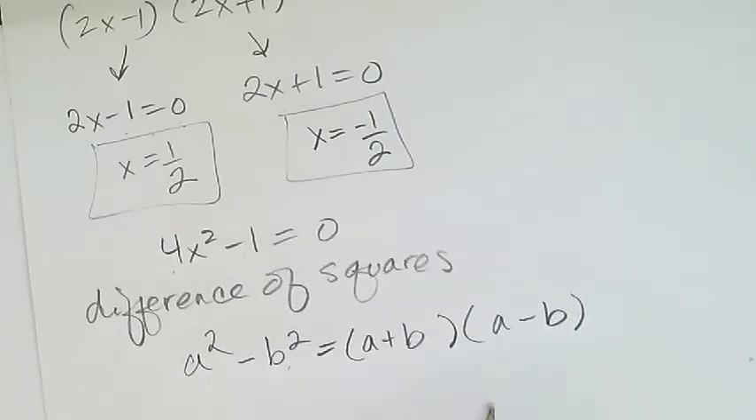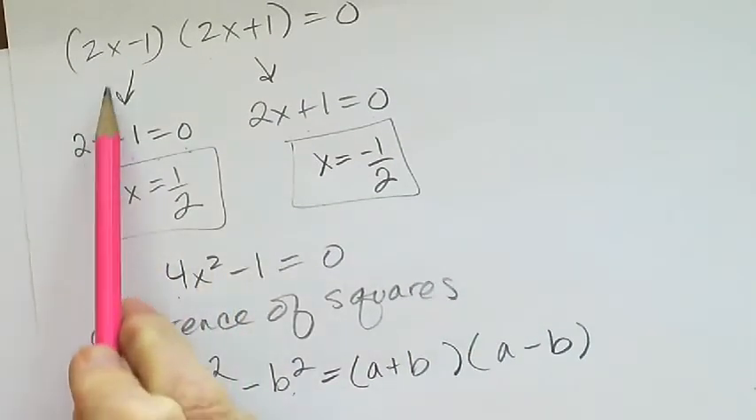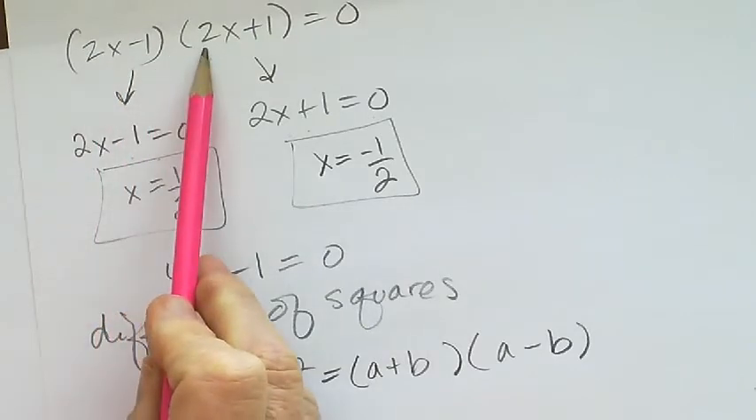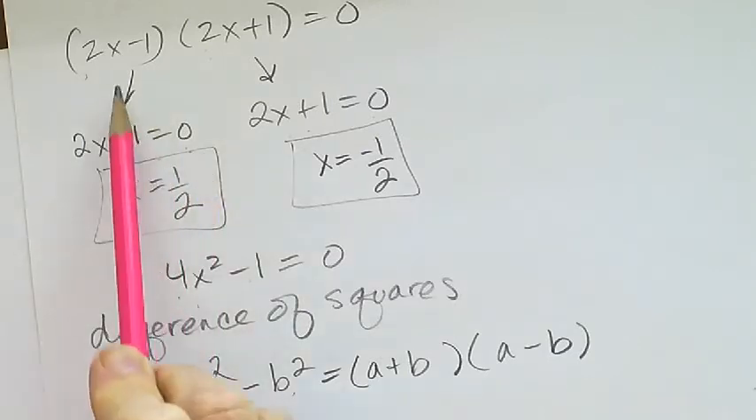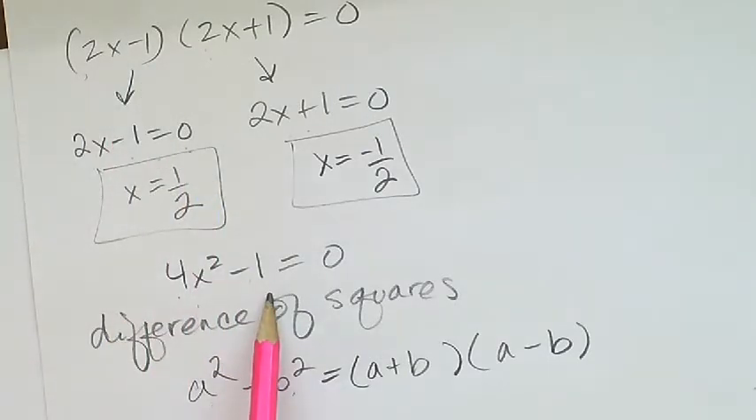And isn't that what we got right here? We got 2x minus 1 times 2x plus 1. 2x is the square root of 4x squared, and then 1 is the square root of 1.